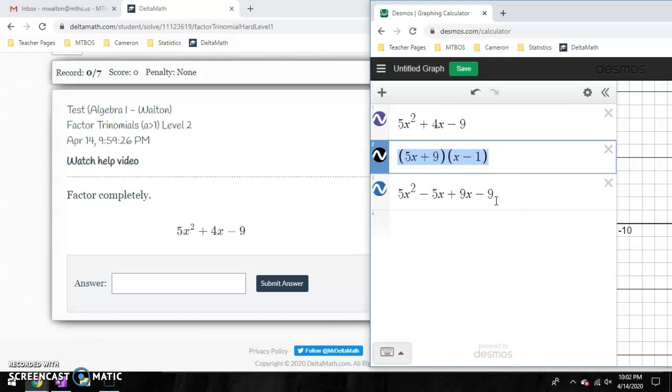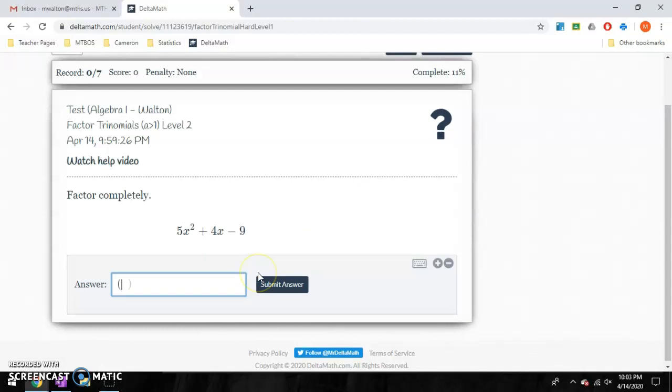So real quick to review, here's what we did. Our 5x squared broke up into a 5x and an x. We need numbers that multiply to -9. So we listed out all those possibilities. And then we just kind of played around with them. We put our +1, -9, -9, +1. We did our +9, -1, and this one is the one that ended up working out. So we have 5x plus 9 and x minus 1. And that is what we ended up with.